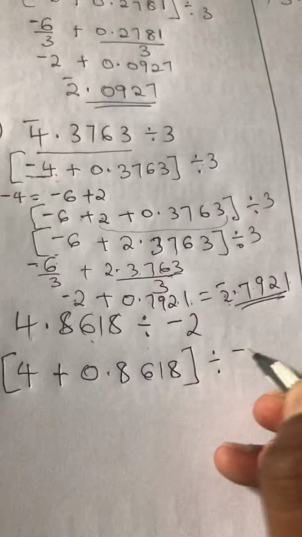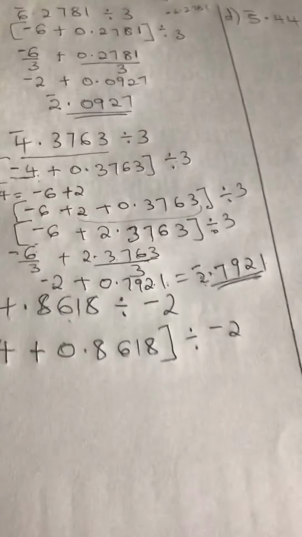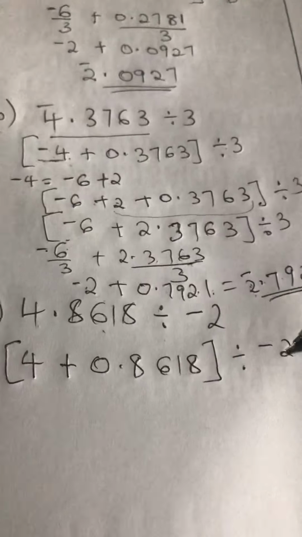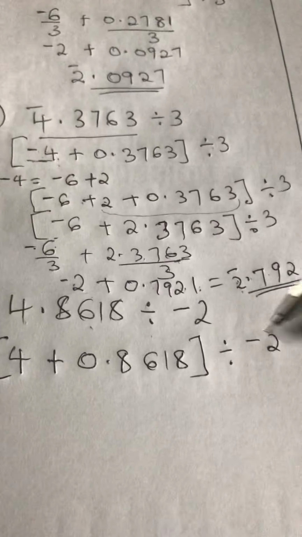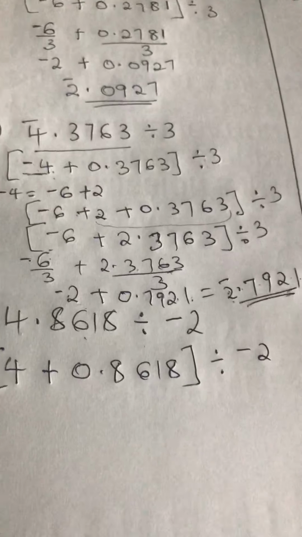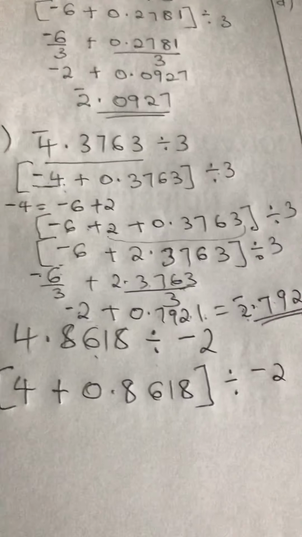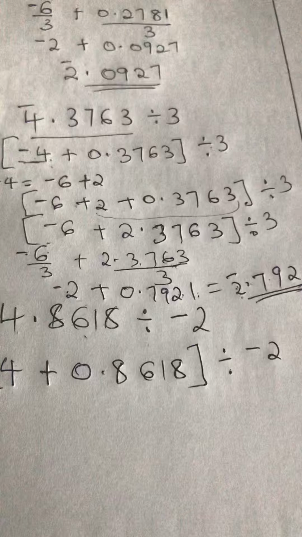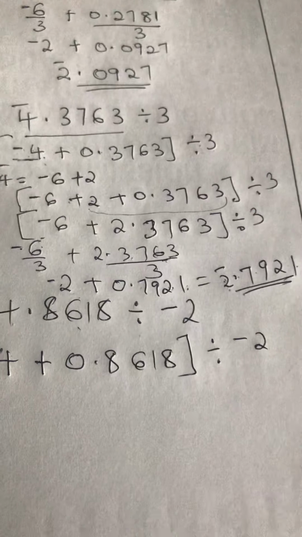Again, divide by negative 2. Nikiangalia vizuri, 4 is divisible by negative 2 without a remainder. 0.8618 is still divisible by negative 2 without a remainder. Hapo sawa? Nice one.